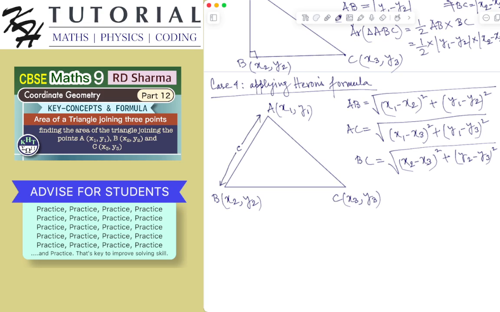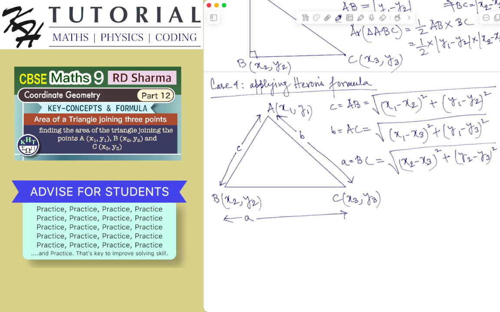The length of the side AC, since the side AC is opposite to the vertex B, is conventionally denoted with the small letter b, and the length of the side BC is denoted by the small letter a, as it is opposite to the vertex A. Okay, so small c is equal to AB, small b is equal to AC, and small a is equal to BC. Now we know Heron's formula.